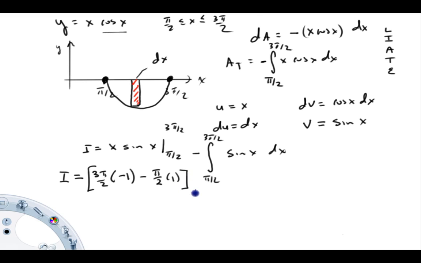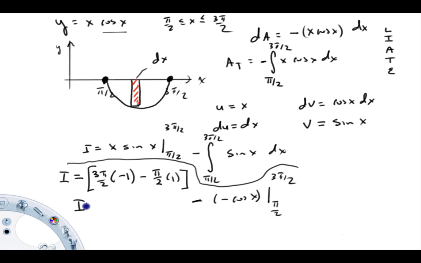Running out of room, I've got to go down here for the rest of this. Minus the antiderivative of sine x dx is minus cosine x. Let me double check that. The derivative of cosine is minus sine, so the derivative of minus cosine is positive sine, so we're good here. And this is going to be evaluated from pi over 2 to 3 pi over 2.